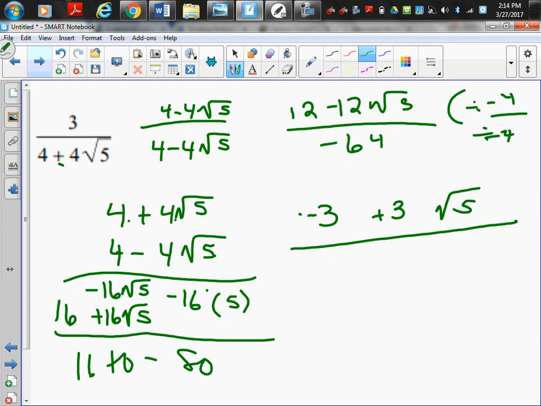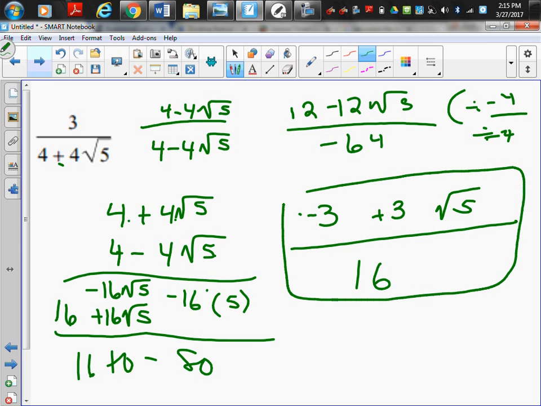64 divided by negative 4. 16. Somebody pick up your calculator. 64 divided by 4 is 16. It is 16. Alright. There's your final answer. You must simplify.